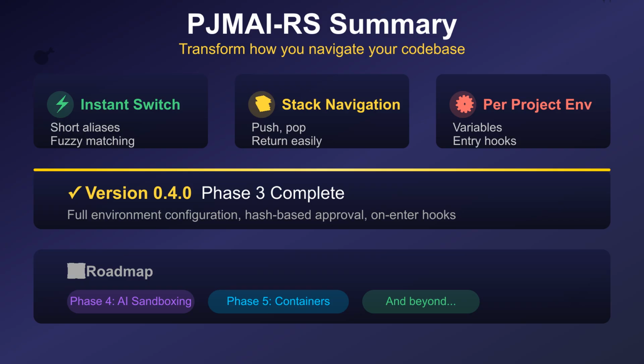PJMAI-RS transforms how you navigate your codebase. Short aliases, fuzzy matching, stack navigation, and per project environments. Version 0.4 completes Phase 3 with full environment configuration. Future phases add sandboxing and AI integration.